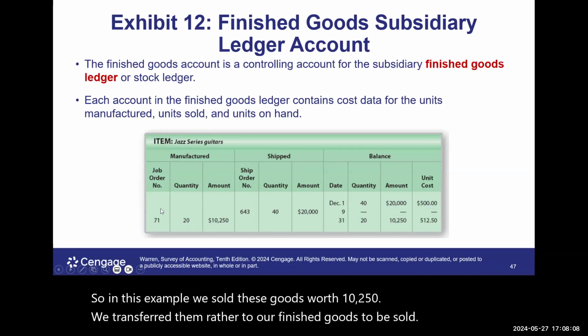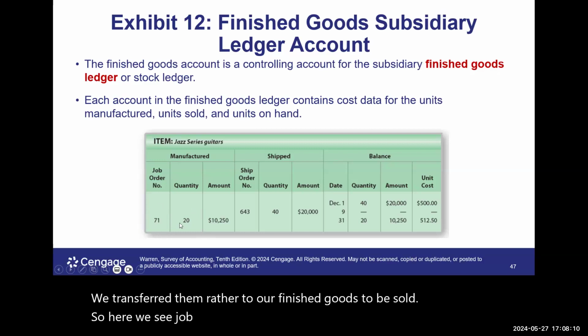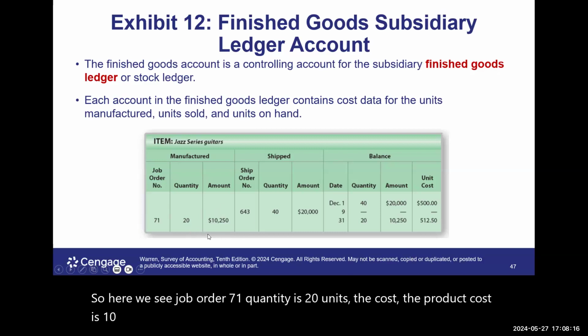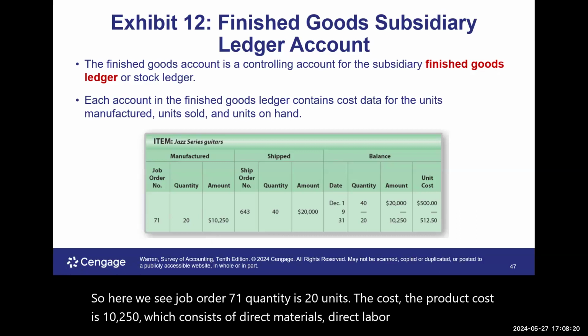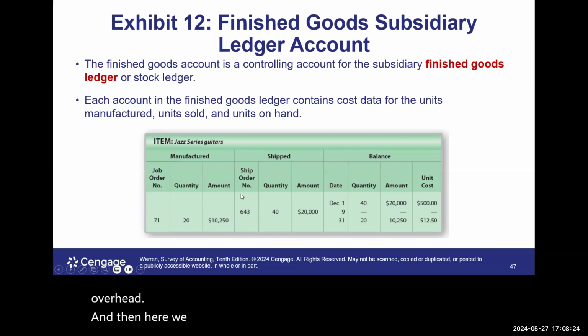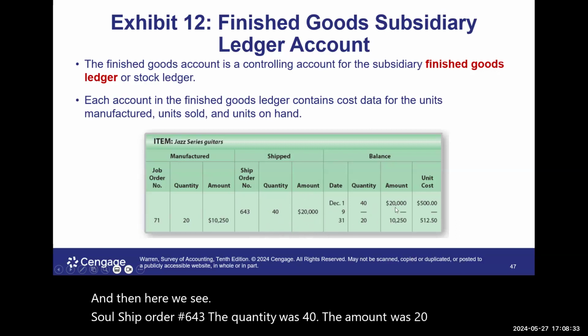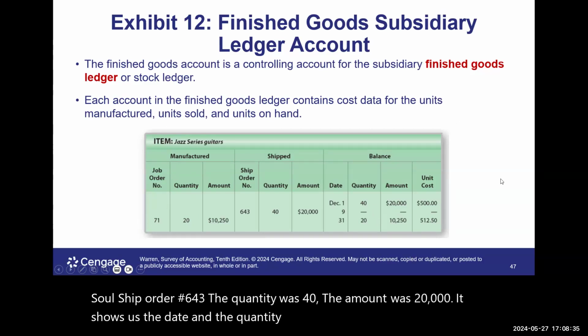So here we see job order 71, quantity is 20 units. The product cost is $10,250, which consists of direct materials, direct labor, and factory overhead. And then here we see sold ship order number 643. The quantity was 40. The amount was $20,000. It shows us the date and the quantity and the amount.